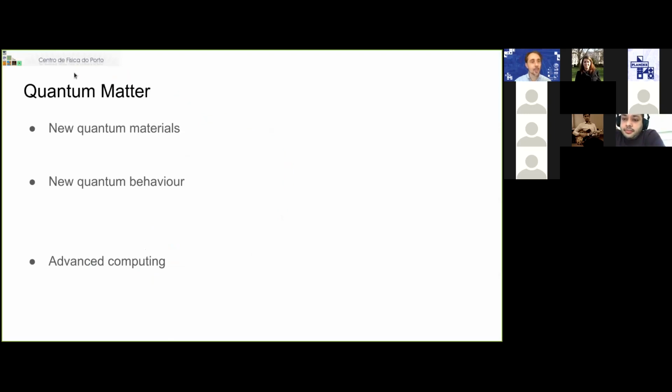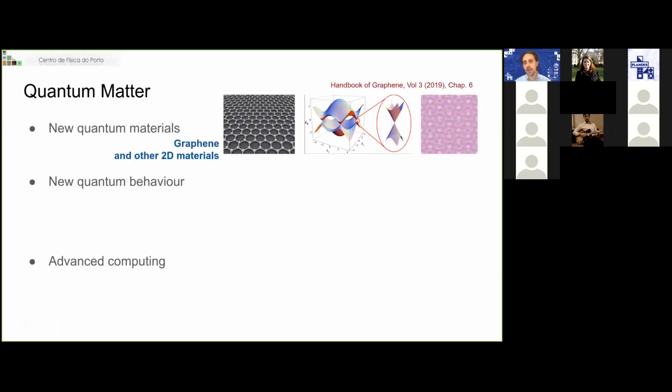So just to tell you a little bit about quantum matter, I would say that we do research in new quantum materials, new quantum behavior, and we also have these advanced computing research projects. So for new quantum materials, I'll give you this example, which is not actually quite new.